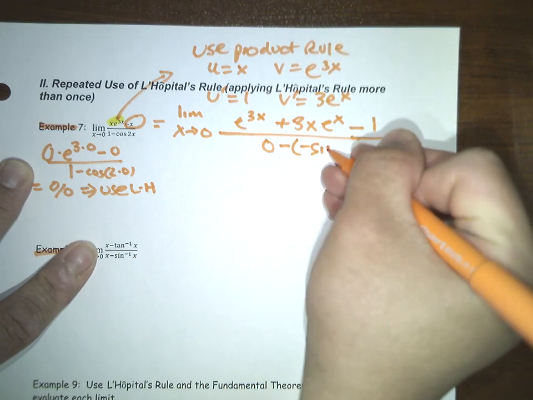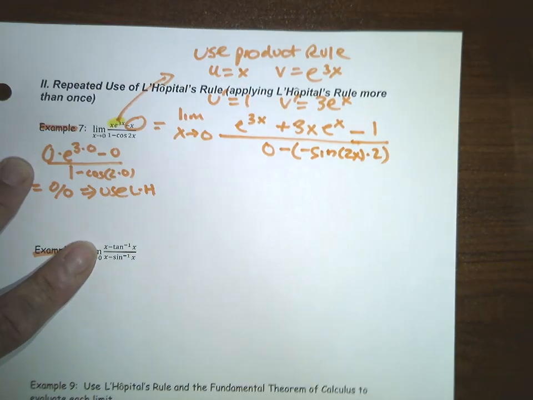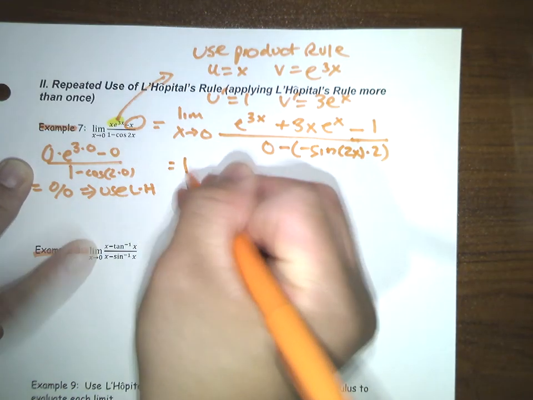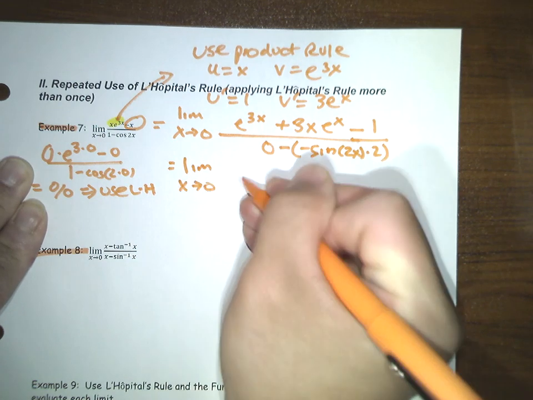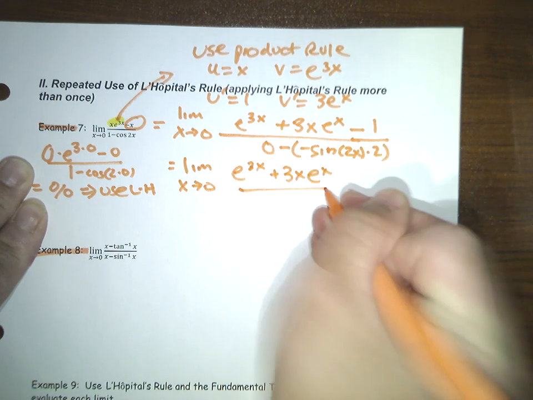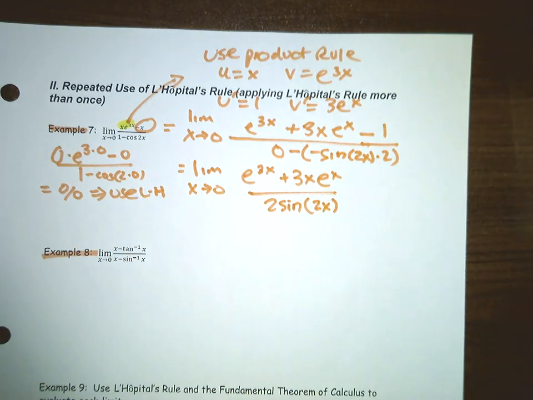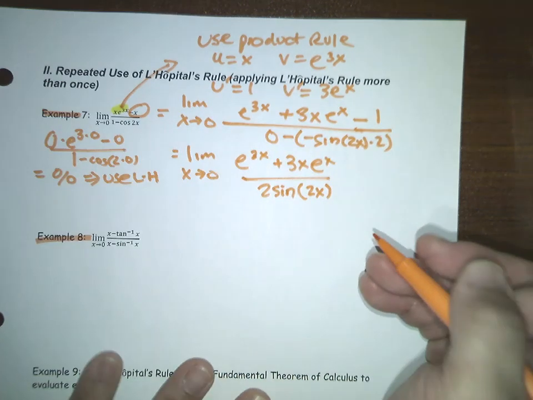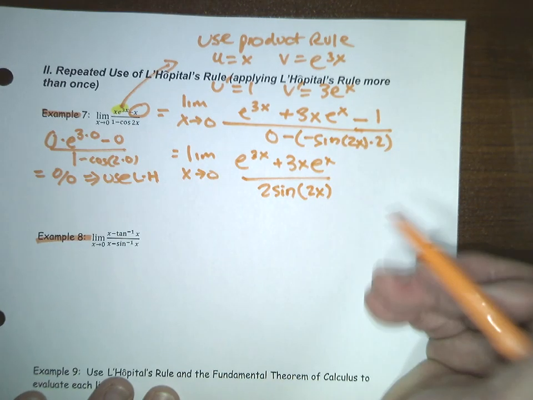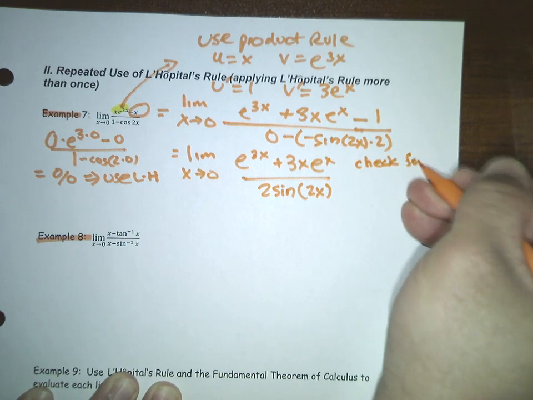So if you want to write the 2 out in front, you can, but I forgot to do that. Now, this simplifies to the limit as x approaches 0 of e to the 3x plus 3x e to the x, all over 2 sine of 2x. And now you need to check for 0 over 0 again.